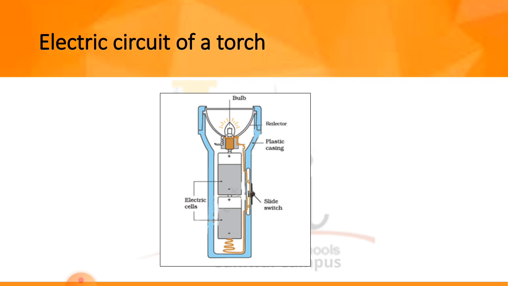Now you can have a picture, a diagram of a torch that shows a bulb. A reflector is placed to reflect the light and allow it to pass through to the various objects and allow the objects to light up, and there is the plastic casing, the slide switch, and the electric cells. And these are the components of an electric circuit or a torch. So these provide us an electric torch that we can use.